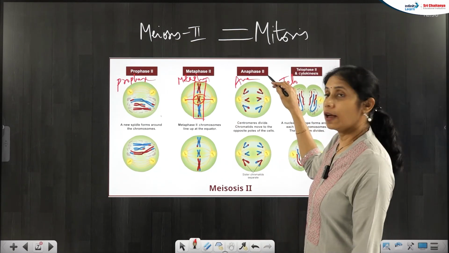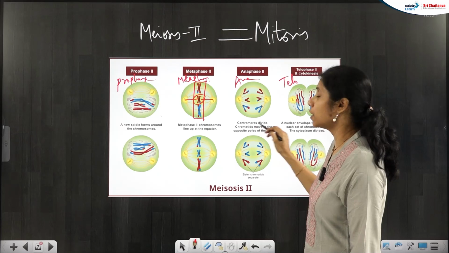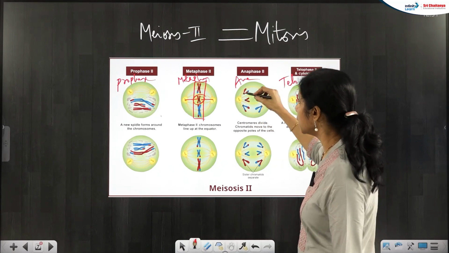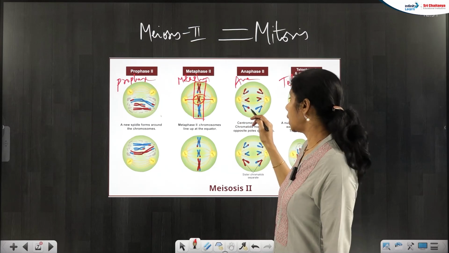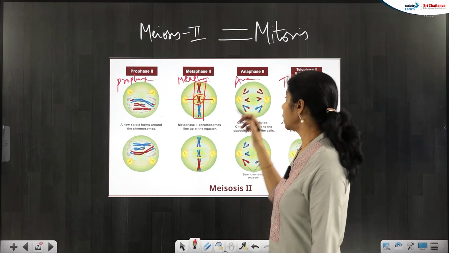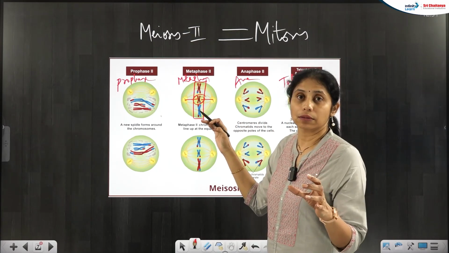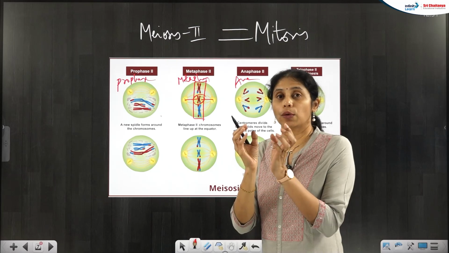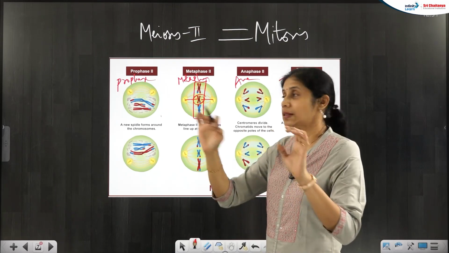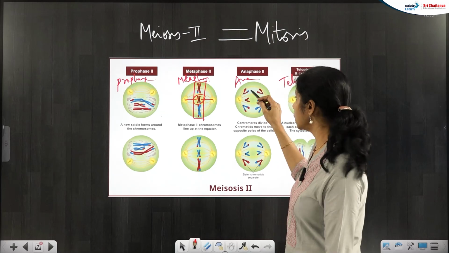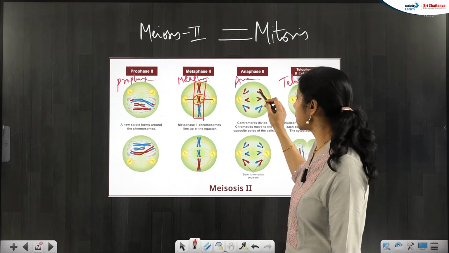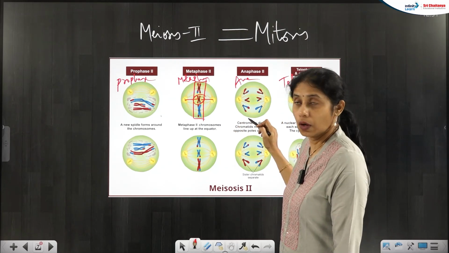In anaphase 2, here centromeres divide. They split exactly in the middle, exactly in the center like this, and the centromere will divide, and the sister chromatids will separate. The two sister chromatids which are held together by the centromere separate, and they will try to move towards the opposite poles. This part is coming here, this part is coming here. You can see the color differences and all.